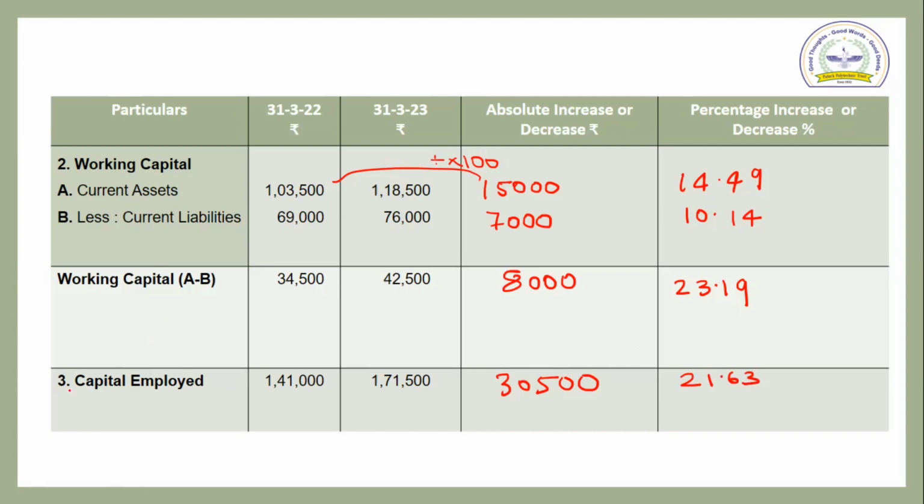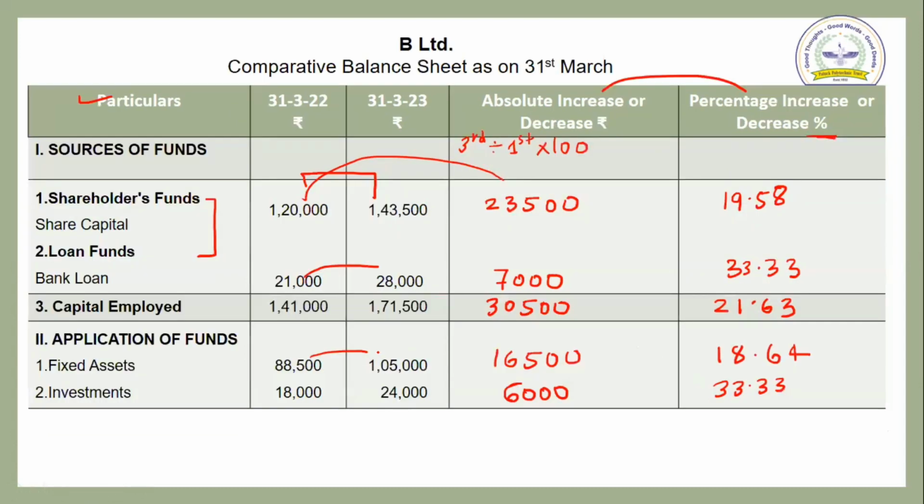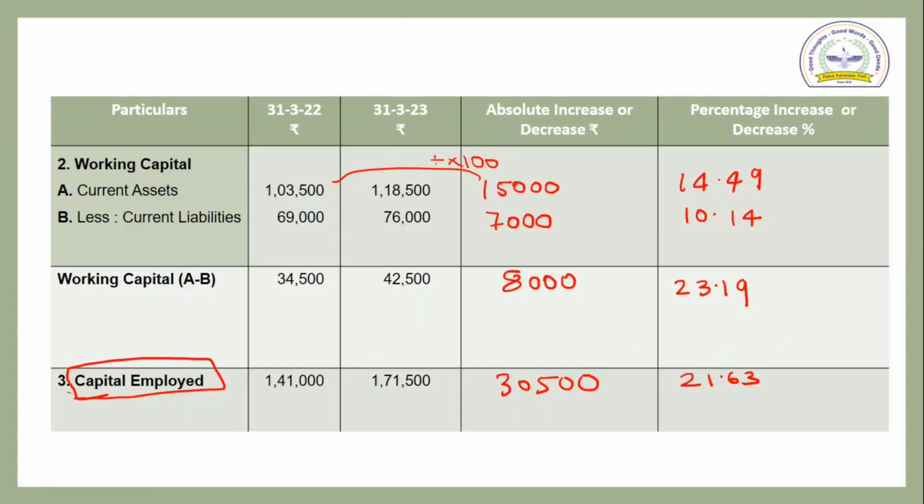If you can see this, capital employed is 21.63%. And if you are going to see this, the liability part, capital employed, you are going to get 21.63%. So this is the sum of students' comparative balance sheet.